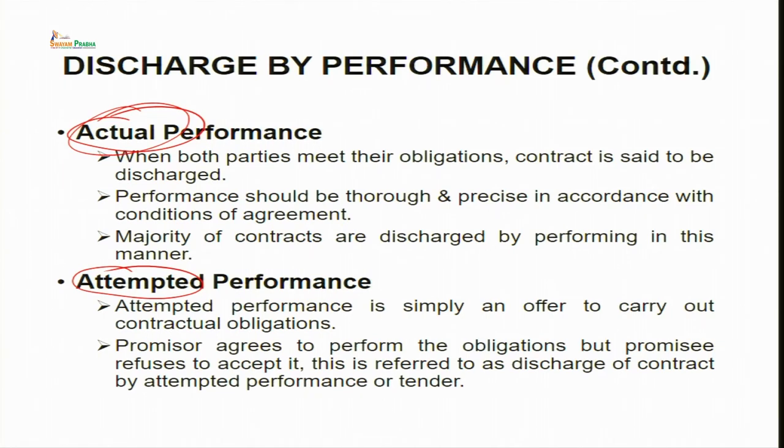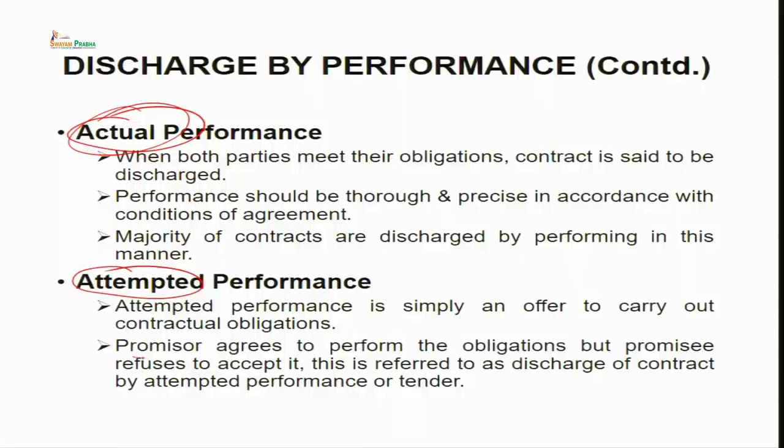When we say attempted performance, it is simply an offer to carry out contractual obligations. That means one of the parties is willing to perform his or her obligations under the contract and makes an offer to perform those obligations to the other party. Promisor agrees to perform the obligations, but promisee refuses to accept it. That is, I am willing to perform my obligation, but the other party is refusing to accept that performance from my side as per the terms of the contract.